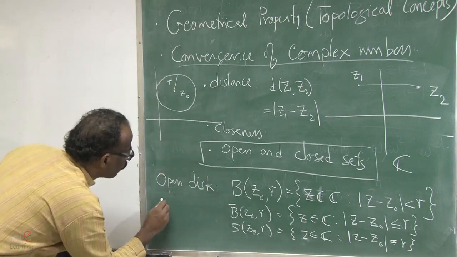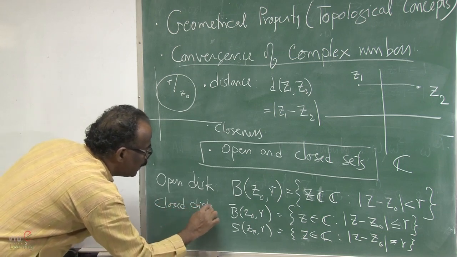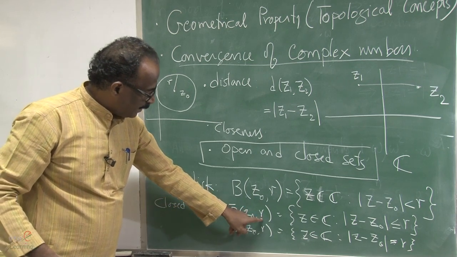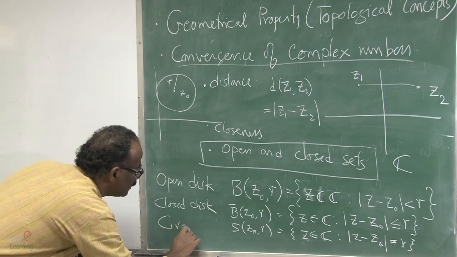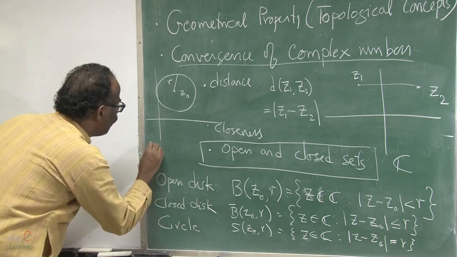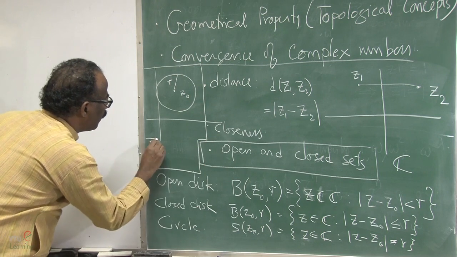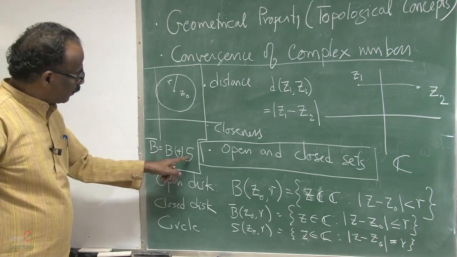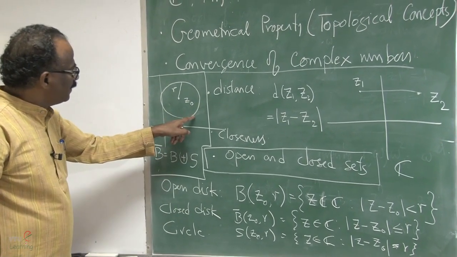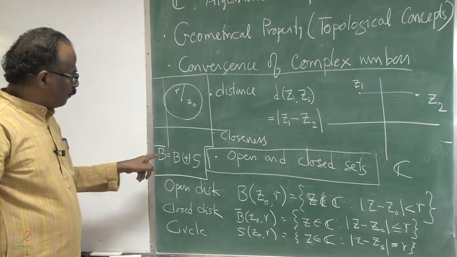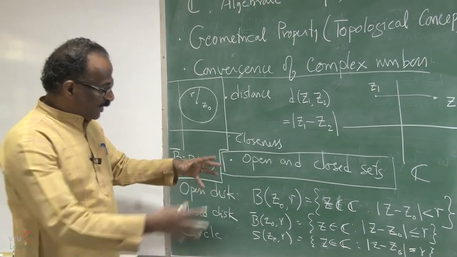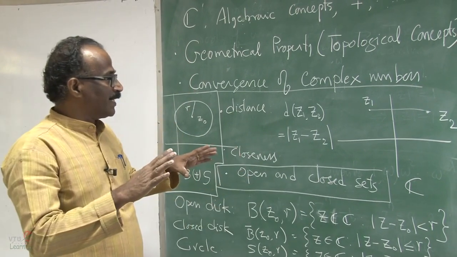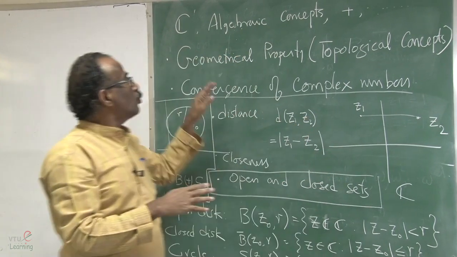This is called the closed disk. In fact, B is called an open disk with center z naught and radius R. B bar is a closed disk with center z naught and radius R, and S is the circle with center z naught. Definitely your B bar is nothing but B union S, and of course these two are a disjoint union. We call B the interior and S the boundary, which is the circle, and B bar includes both the interior and the boundary points. So you have three terminologies. This leads to important concepts like open and closed sets, and to what are called topological or geometrical concepts.